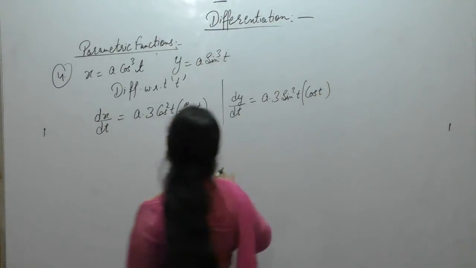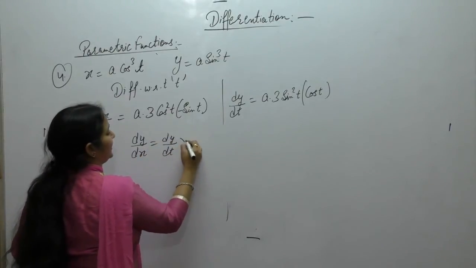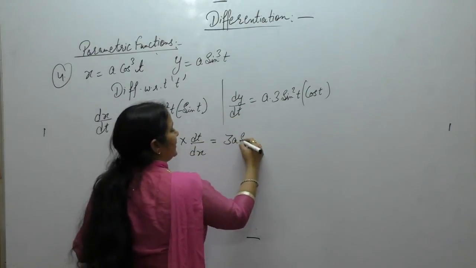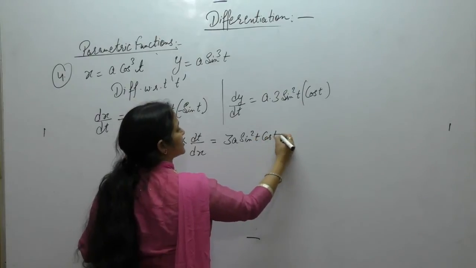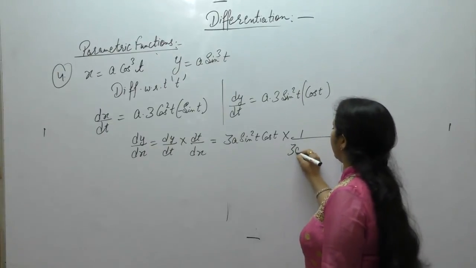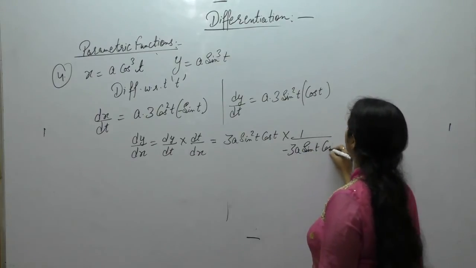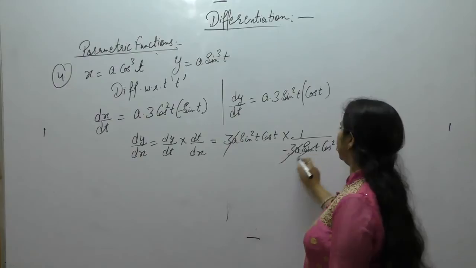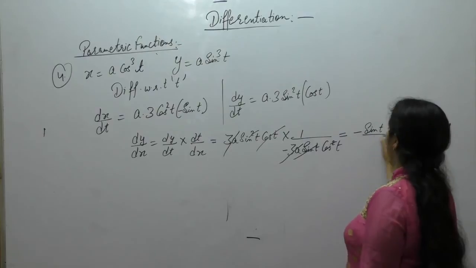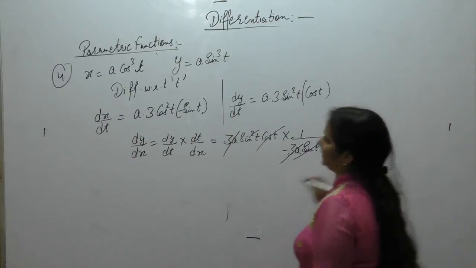Now dy upon dx is equal to dy upon dt into dt by dx. Dy upon dt, 3a sin square t cos t into dt by dx, reverse the term, 1 upon minus 3a sin t cos square t. 3a will get cancelled, 1 sin and 1 cos. So we are left with minus sin t upon cos t, that is minus tan of t.